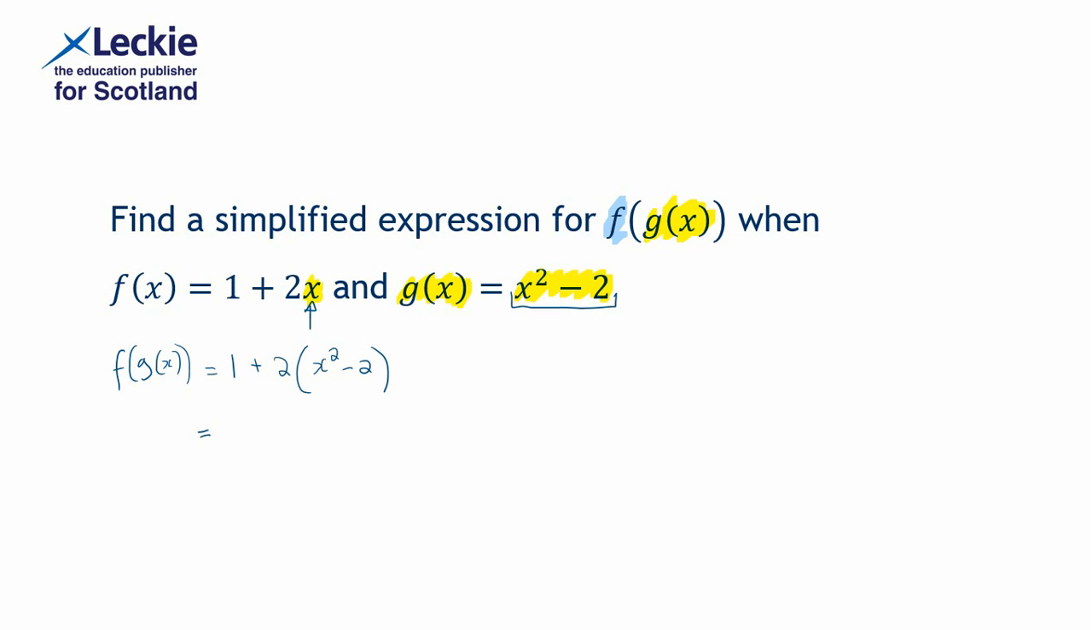Then we would want to try and simplify this. The question asked us to find a simplified expression, so it's important that we remove any brackets and try and simplify the expression as far as we can. So in this case, we're going to have 1 plus, and we can multiply the 2 across this bracket to give us 2x squared minus 4. And the last thing to do will be to combine the number terms here to give us 2x squared minus 3. And that is the end of the road for this one. That is an expression for f of g of x, a simplified expression.